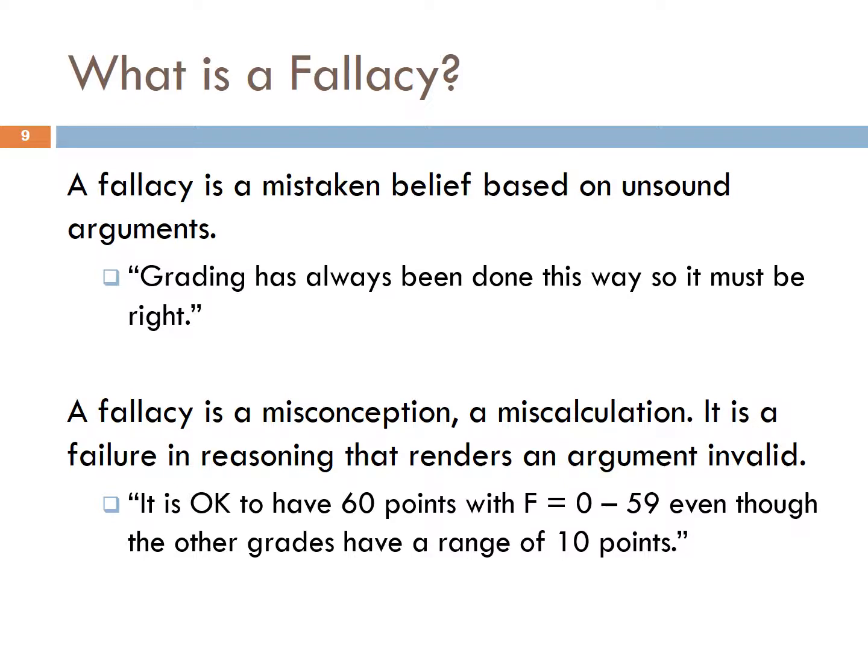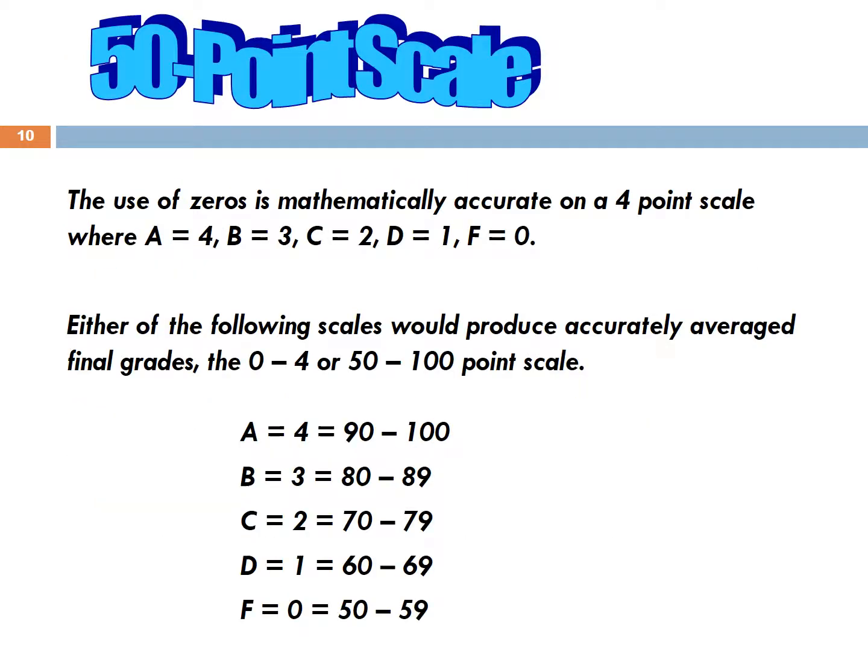The conclusion is that the most fair and accurate grading scale to average grades is the 50 to 100 point grading scale because it produces similar results to the 0 to 4 point grading scale. The 50-point scale and the 4-point scale. The use of zeros is mathematically accurate on a 4-point scale where A equals 4, B equals 3, C equals 2, D equals 1, F equals 0. Either of the following scales would produce accurately averaged final grades, the 0 to 4 or the 50 to 100 point scale.